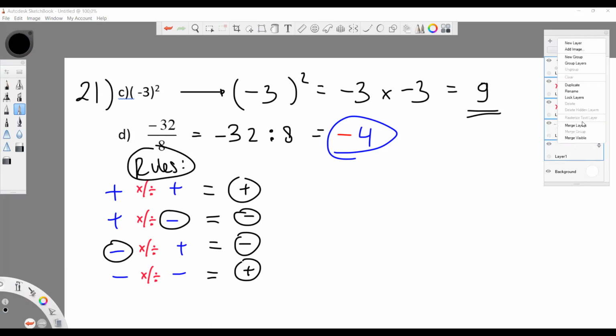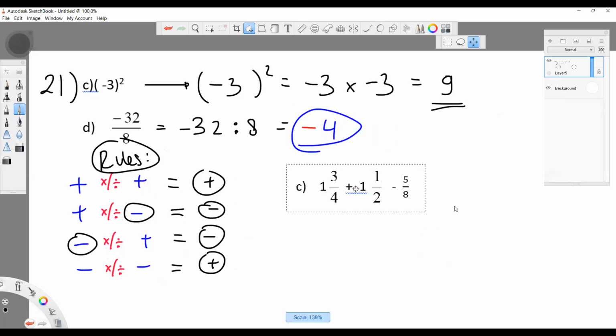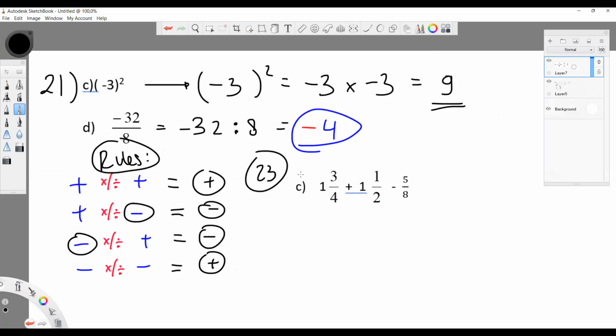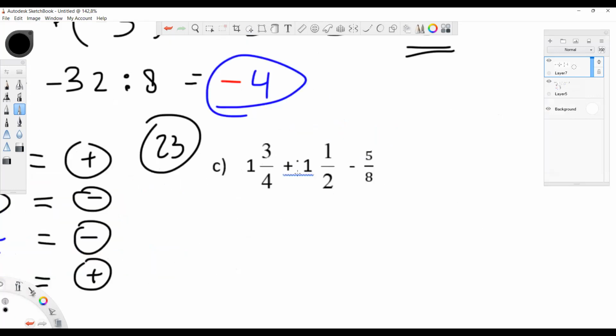Number 23, I think. Wait. That's 23C. Let's see, 23 part C. Oh, you have to simplify the working. So what to do? You have to change into an improper fraction. 4 times 1, remember this rule? And then plus 3, right? So 4 times 1 is 4, 4 plus 3 is 7 out of 4, plus 2 times 1 is 2, 2 plus 1 is 3 over 2, subtract 5 over 8, and then what you need to do is make the denominator equal.